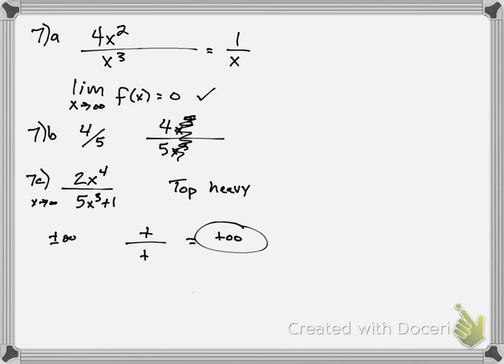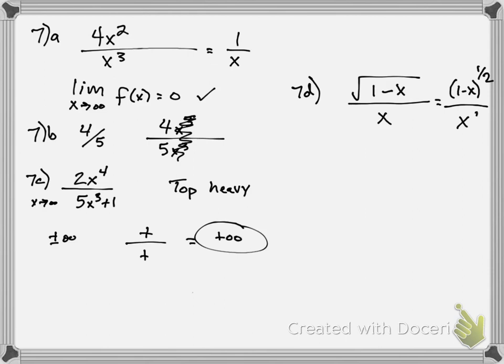Can I go to the next one? 7d, what's it look like? So is this top or bottom heavy here? The top is a square root, and the square root is like saying to the 1/2 power, and x is to the first power. So where's the highest power of x here? The bottom. So if it's bottom heavy, where are we going to? 0. Simple as that.